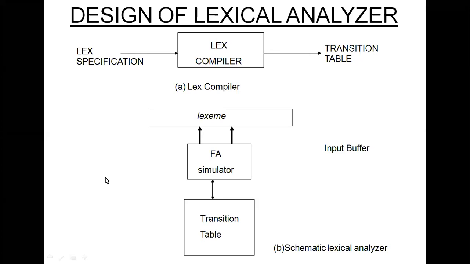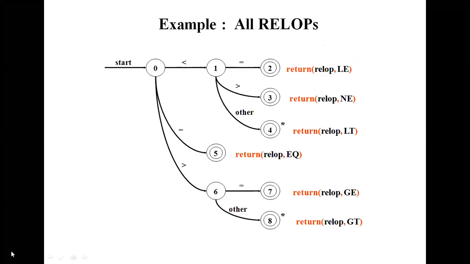Let's see an example of how to represent the transitions for relational operators. Here we have a transition diagram for representing relational operators. We have greater than or equal to, not equal to, less than or equal to, and less than. Let's see how we represent the transition diagram for these relational operators.